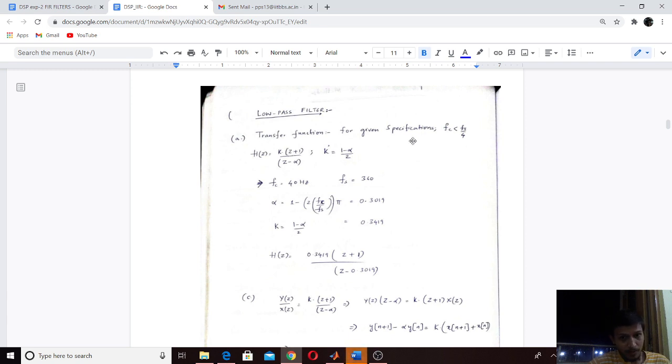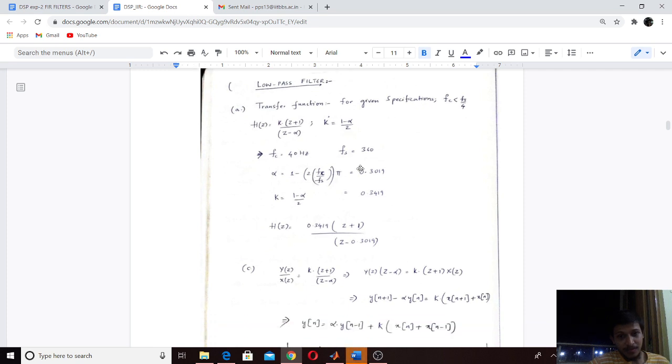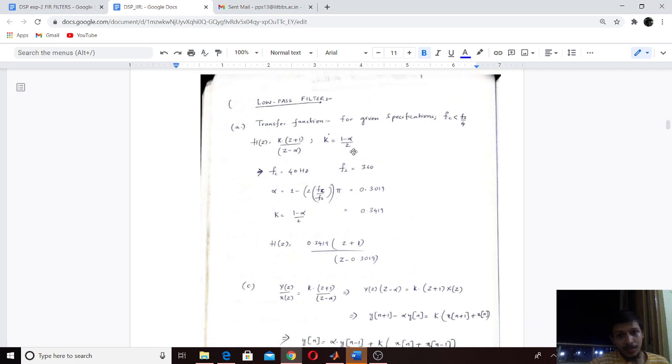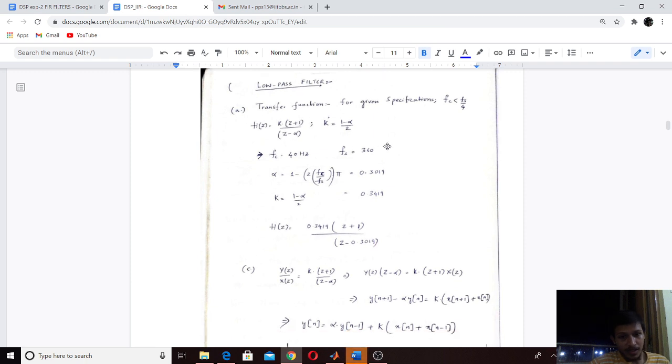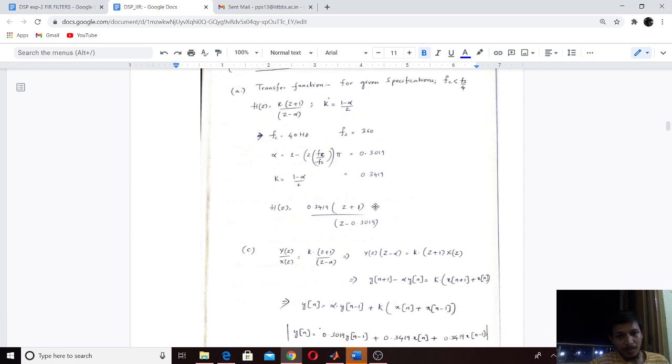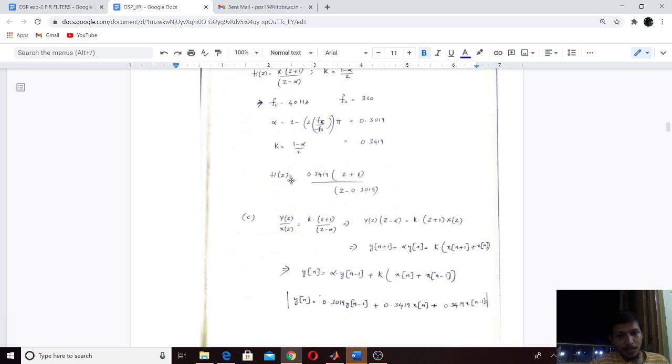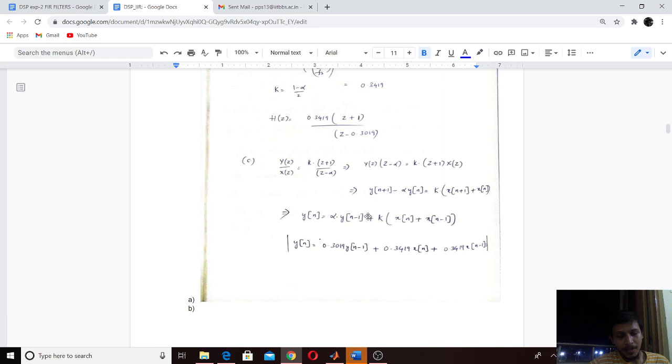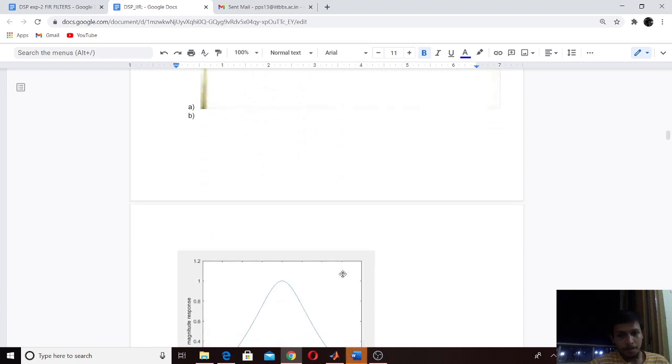Fc is less than Fs by 4. For the case of the question given, since Fc is equal to Fs by 9, alpha is equal to 1 minus 2 into pi into Fc by Fs, which is 0.3019, and K is equal to 1 minus alpha by 2. So the transfer function obtained is 0.3419 into z plus 1 by z minus 0.3019. The difference equation obtained by applying the inverse Z transform gives y of n is equal to 0.3019 into y of n minus 1 plus 0.3419 into x of n plus 0.3419 into x of n minus 1.